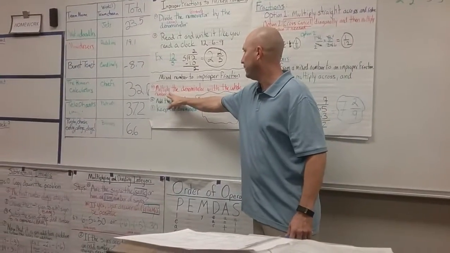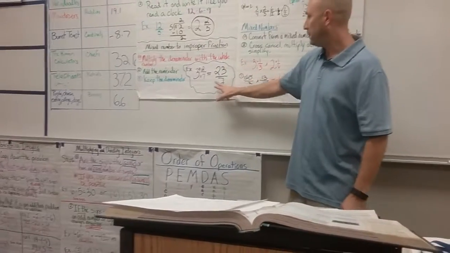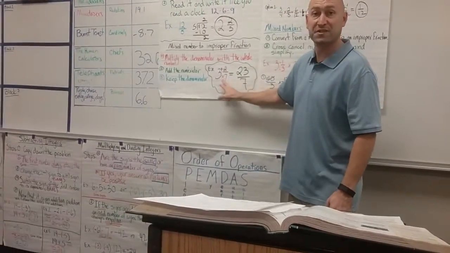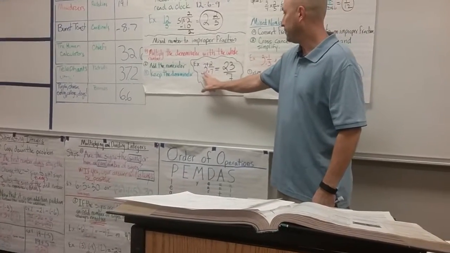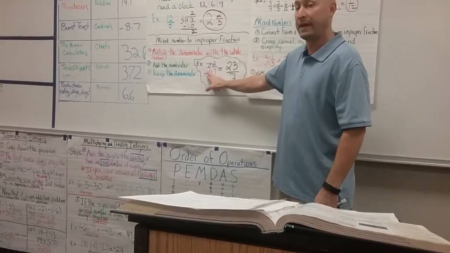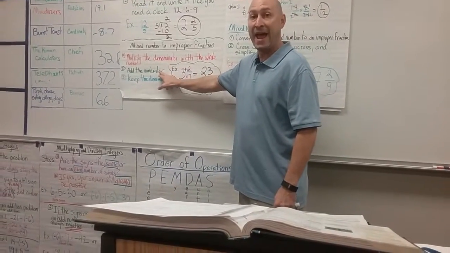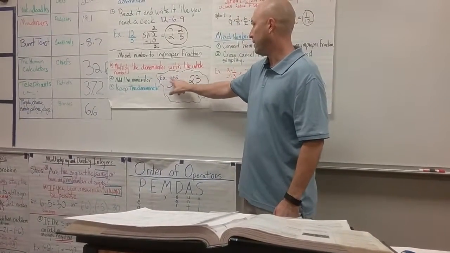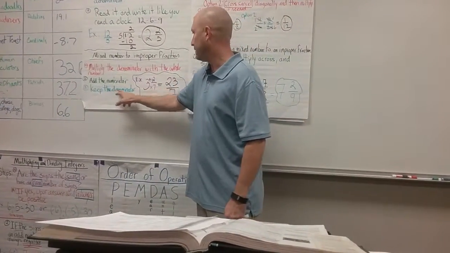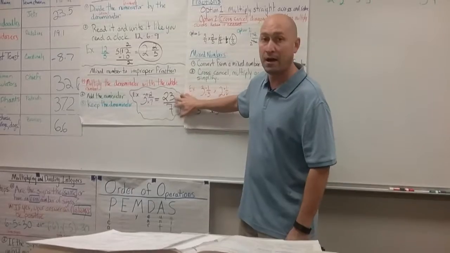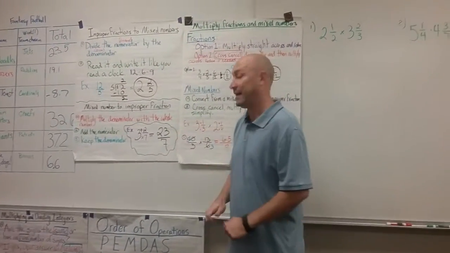And here's what we do. The first thing we're going to do is take the denominator and multiply it with the whole number. So in my example here, I've got 3 2/7. I'm going to take the denominator of 7 and multiply it with the whole number of 3 to get 21. After I do that, I'm going to add the numerator to that. So 21 plus 2 is 23. And then I'm going to keep the denominator. So 3 2/7 becomes the improper fraction of 23/7.